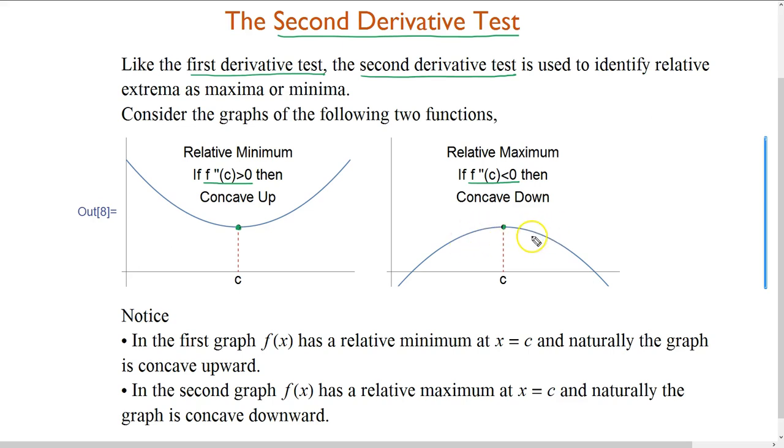So this gives us a way of determining whether an extrema that we've found is a maximum or minimum. That is, we can take the second derivative and evaluate it. If our second derivative is positive, we're going to have a relative minimum. If our second derivative is negative, we're going to have a relative maximum. And that's how the second derivative test works. So let's look at a statement of the second derivative test.